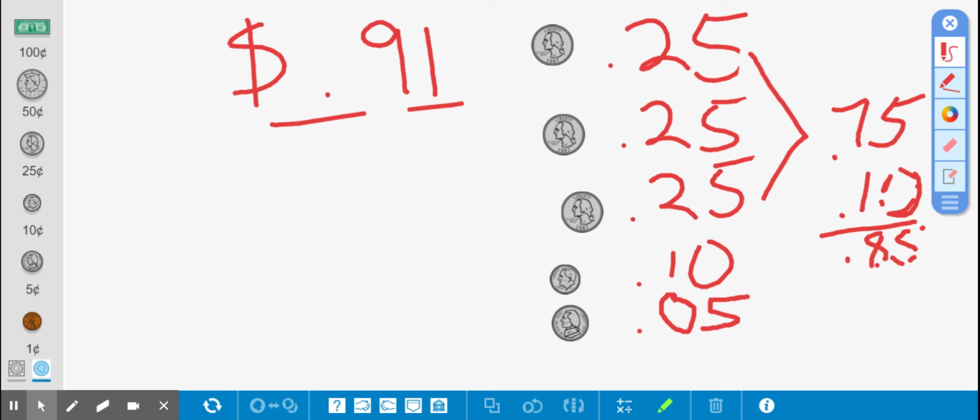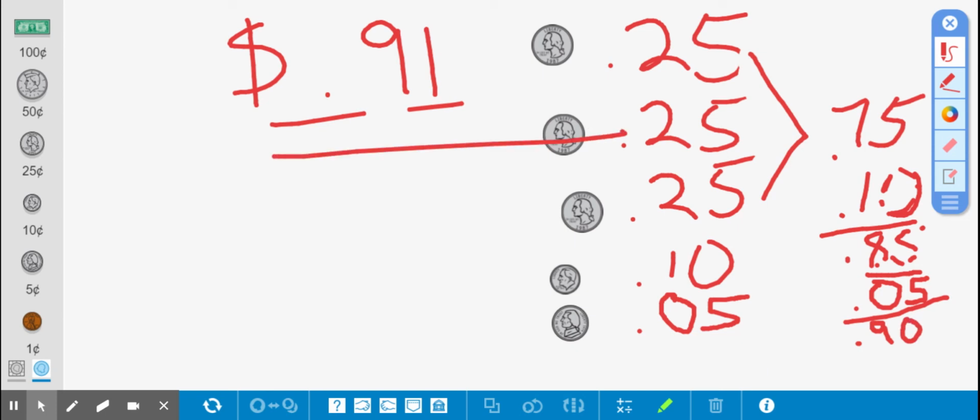So let's add that 0.05 to our 0.85 over here. And that gives us 0.90. But I need 91 cents. Well, if I added another nickel, that would give me 95 cents. So let's go back. The next coin down would be a penny, which we know is 0.01 or 1 cent. Now, if we added that penny to our 90 cents, it would be 91 cents.